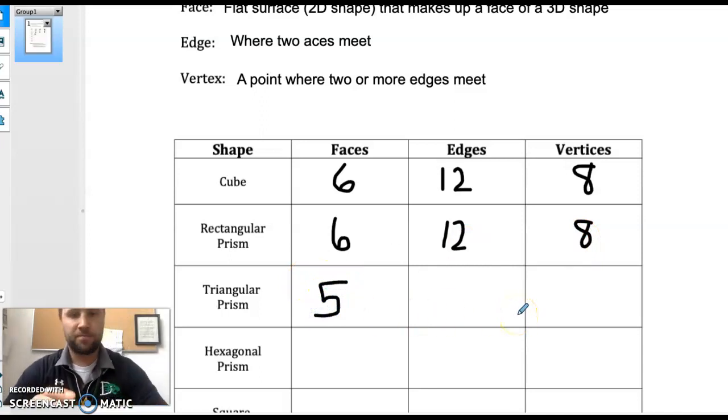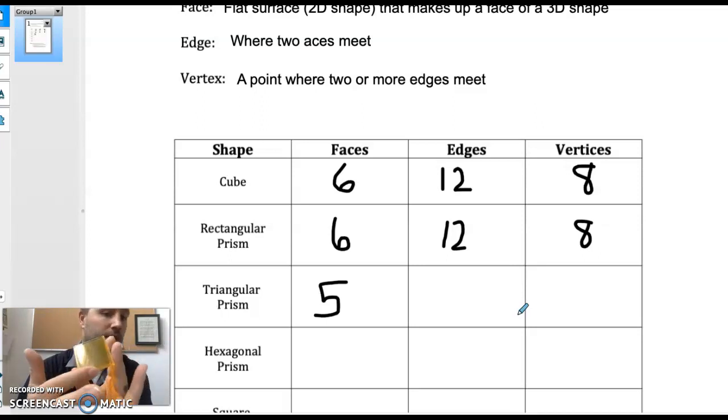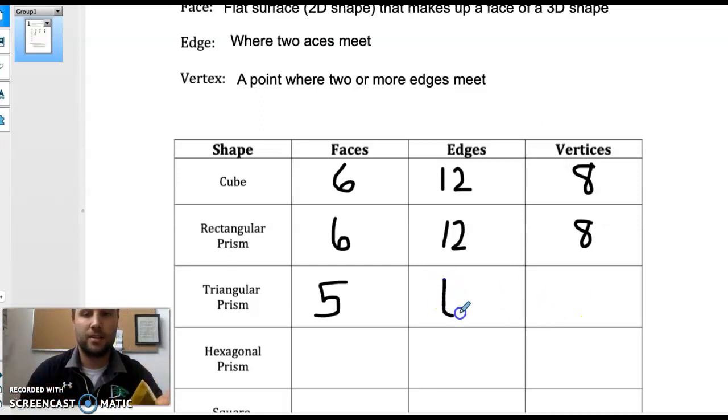Make sure you're typing this in, okay? Edges, I've got 3 here. 1, 2, 3. So if I've got 3 on the back side, I've got 3 on the front side. So I've got 3 and 3, but you can't forget what? This guy here, which is 4, 5, and 6. So we've got 6 edges.